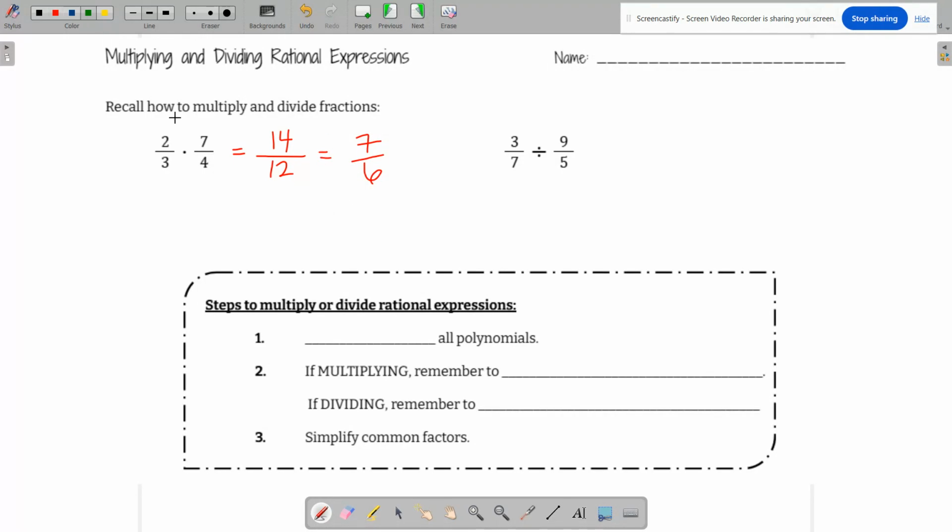Another quick way to do that is you could think about 2/4. That's going to simplify to 1/2. And so 1 times 7 would get you 7, and 3 times 2 would get you 6.